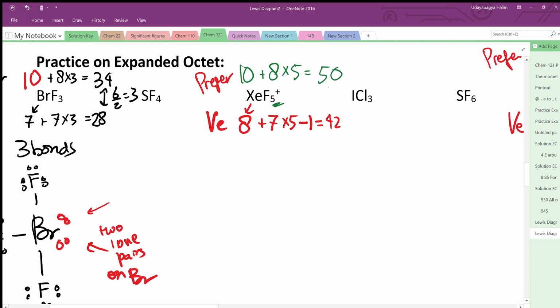If I look at the difference between the two, I have 8 divided by 2, so 4 bonds. So that's an incorrect guess because I have 5 fluorine, but I only have 4 bonds to give. So I need to change this. Instead of 10, it needs to be 12, in which case this becomes 52. 10 divided by 2, so I have 5 bonds.